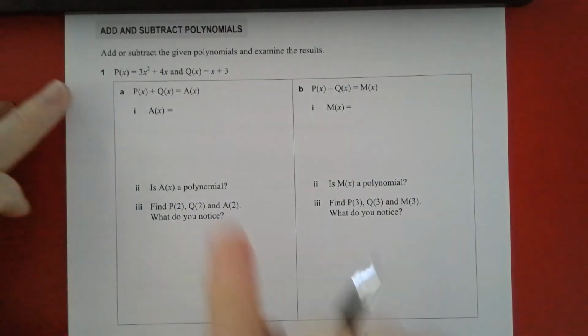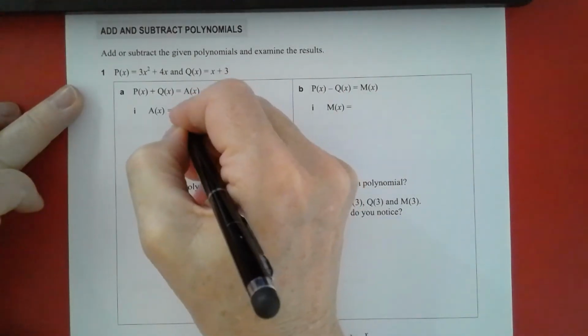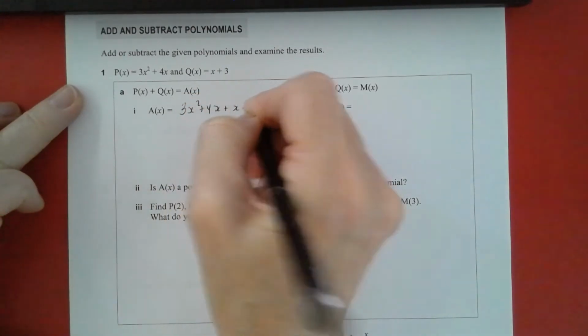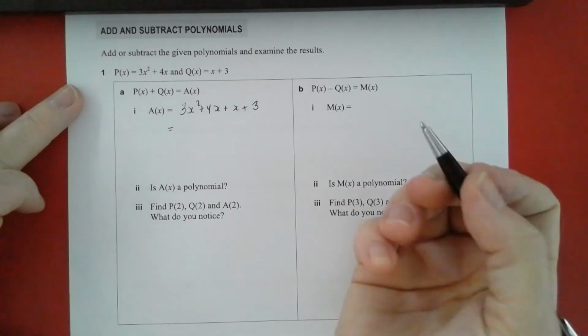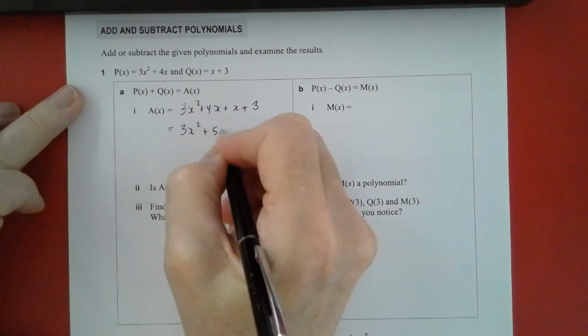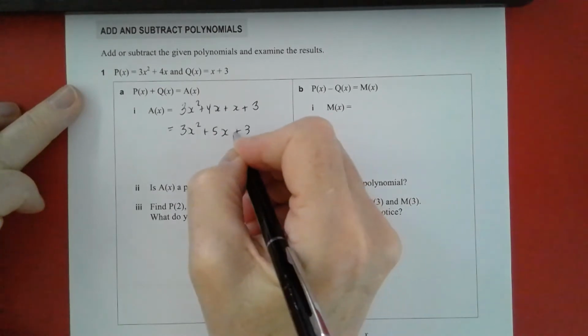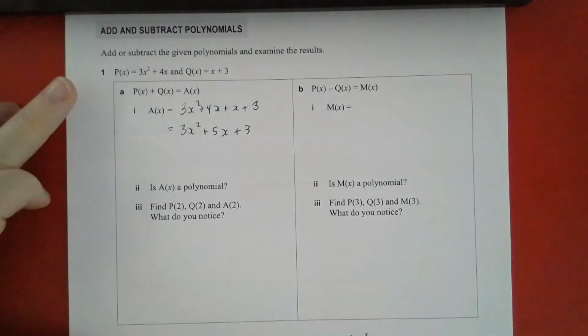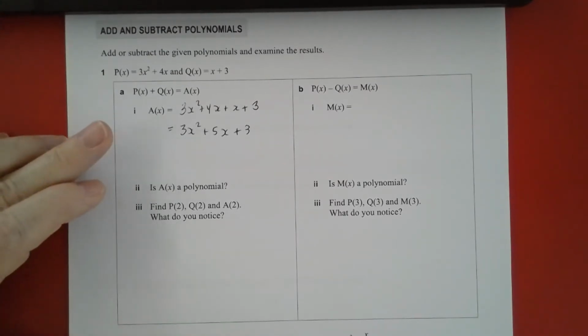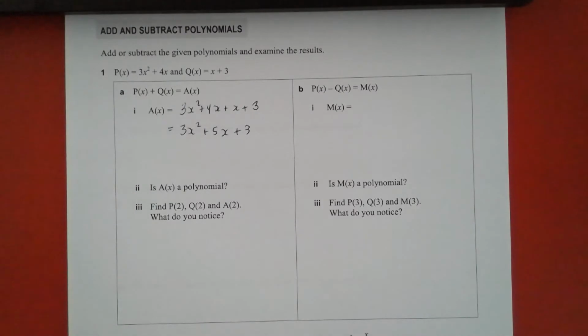I'm going to add these two together, so I'm just going to write 3x squared plus 4x plus x plus 3, and I'm going to combine any like terms I can. So somebody in my homeroom that's in year 7 just now said, what do they mean, like terms? Same variable, same power, right? Okay, good. And I'm done.